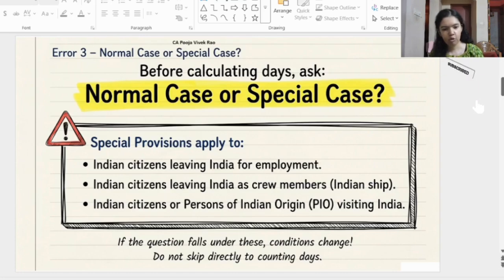There are special provisions for Indian citizens leaving India for employment, Indian citizens leaving India as crew members of an Indian ship, and Indian citizens or persons of Indian origin visiting India. If the question falls under any of these categories, then the applicable conditions will change. It was noticed that many students skip this step and directly start counting the days. This leads to an incorrect answer.